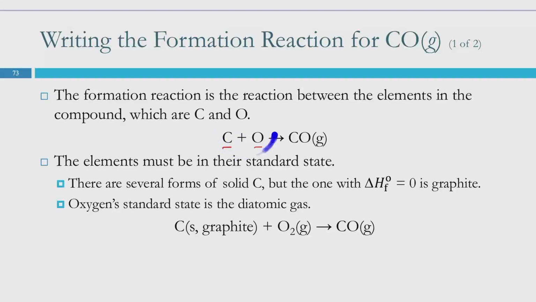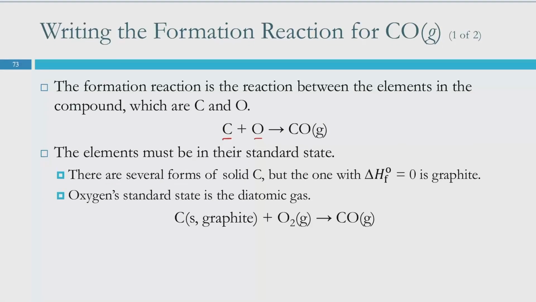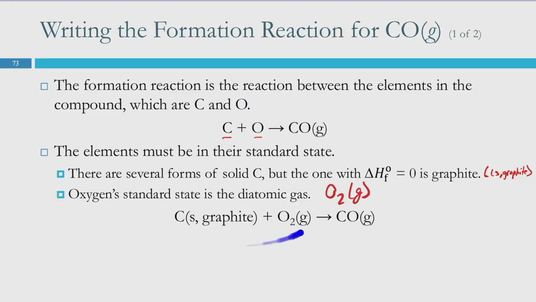So we're starting with just carbon and oxygen. Those aren't their standard states, and so we have to figure out what their standard states are. There's a couple of forms of solid carbon. The one with a 0 for the standard heat of formation is graphite. Oxygen's standard state is O2, so it's O2 as a gas. So those are the reactants. So we go from just the elements to their standard states.